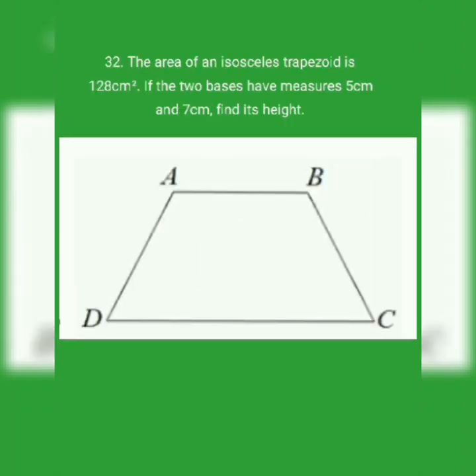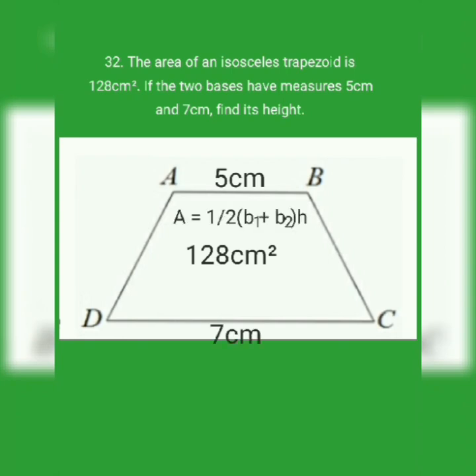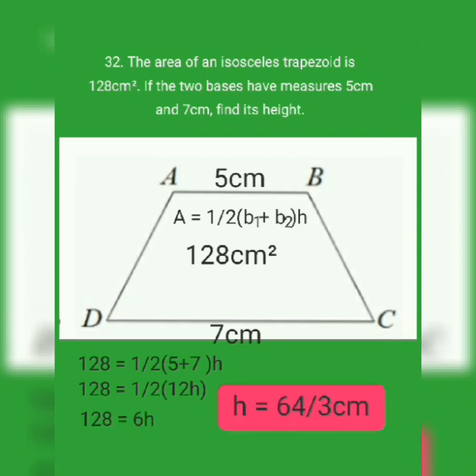The area of an isosceles trapezoid is 128 square centimeters. If the two bases have measures 5 centimeters and 7 centimeters, find its height. Area of a trapezoid is equal to 1/2 the sum of the two bases times the height. By substitution, we have 128 is equal to 1/2 times the quantity of 5 plus 7 times h. Then, 128 is equal to 6h. h is equal to 64 over 3. Therefore, the height of the isosceles trapezoid is equal to 64 over 3 centimeters.